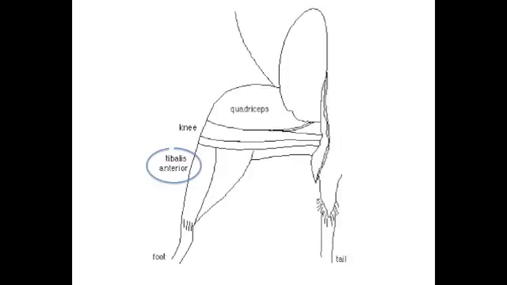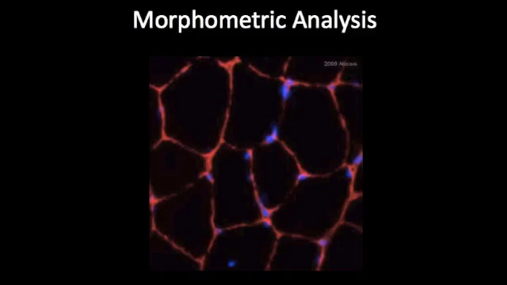The TA, or the tibialis anterior, is a muscle that in humans is mostly located near the shin on the lateral side of the tibia. The TA also exists in mice and was the main muscle analyzed in this study. Morphometric analysis, which analyzed the size and shape of muscle fibers, were conducted.